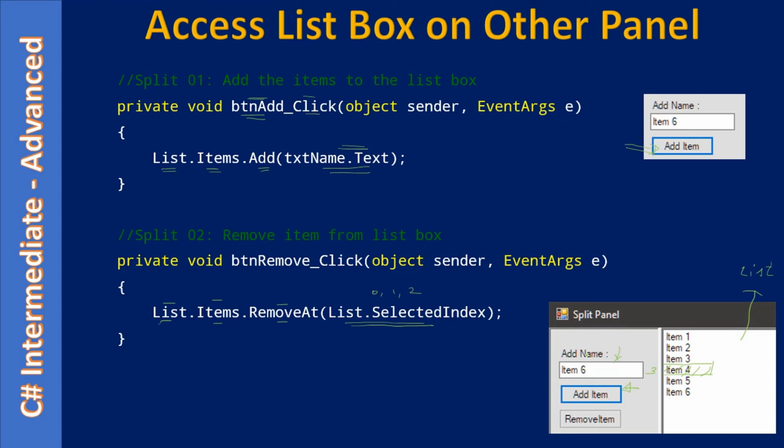And if you see here, the command buttons and the list box all are in panel 1, but the click event is acting on the list box in panel 2, and these two panels are splitted by this splitter.